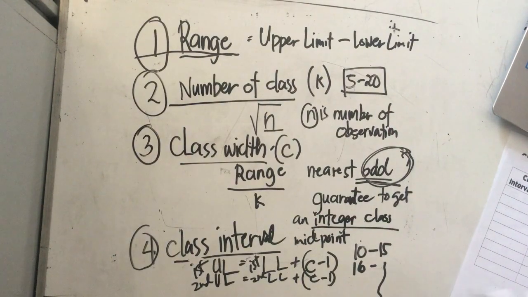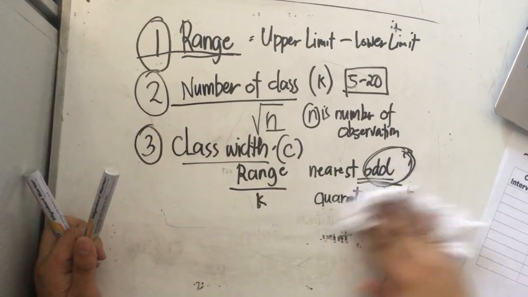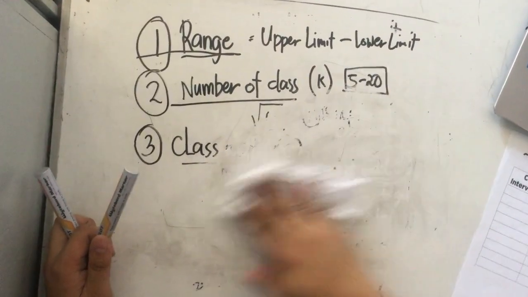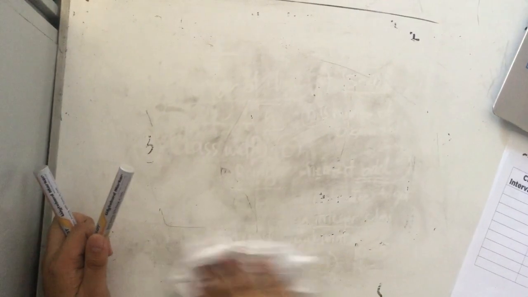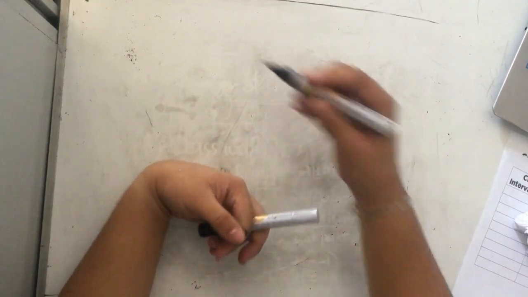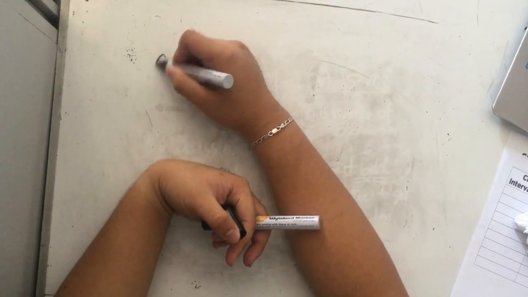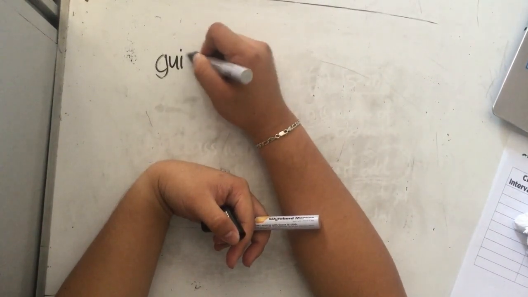Okay? So, after getting the class interval, the next step is getting the frequency distribution table. But before I forget, before we proceed in getting our frequency distribution table, it is important to take note of some of the guidelines.